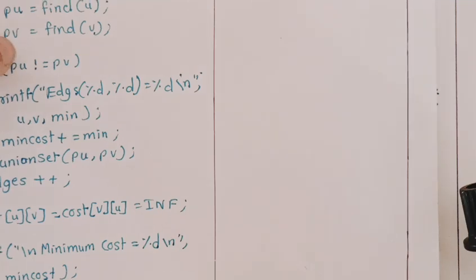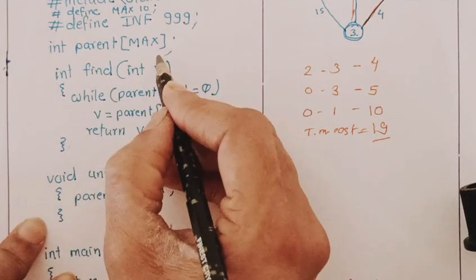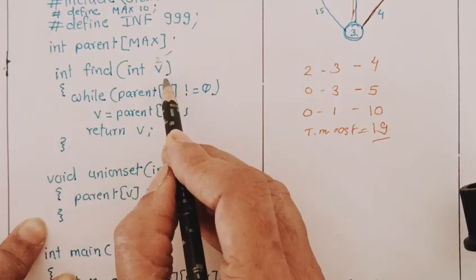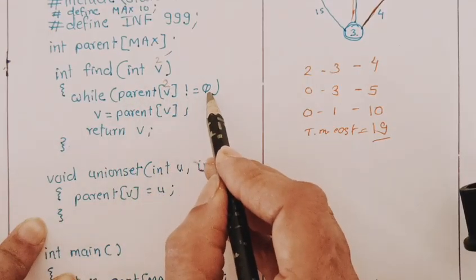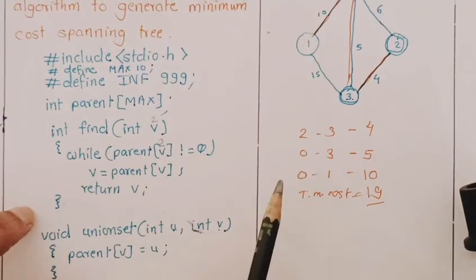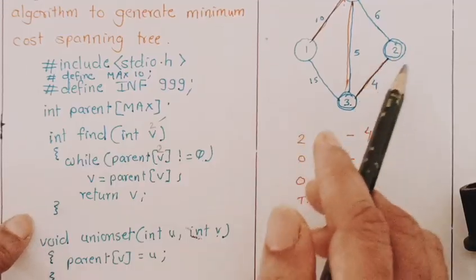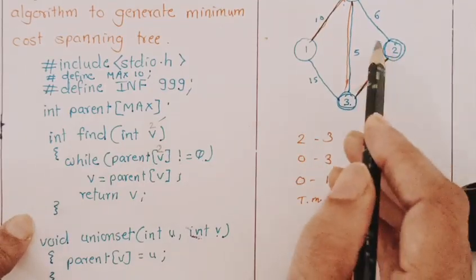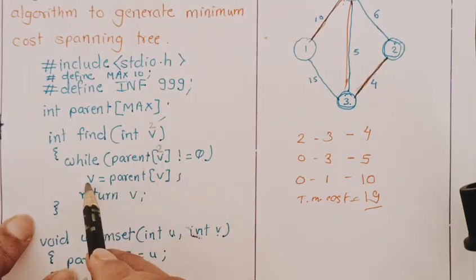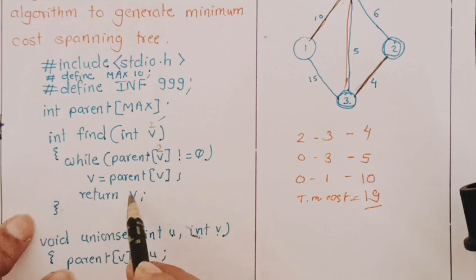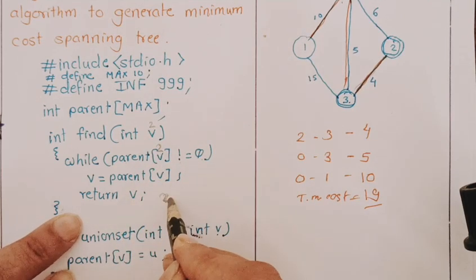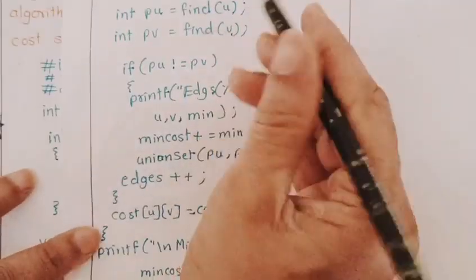You can see the function here, find. First the U value, 2, you are passing here. While parent of V, so the first value is 2. Parent of 2 is not equal to 0? Parent of 2 is 0 only. There is no parent of 2, so we are not attaching anyone. We are selecting only this line. No edge was previously selected. So parent of 2 is 0. We are skipping this statement and returning V. V is 2, so we are returning 2 here.